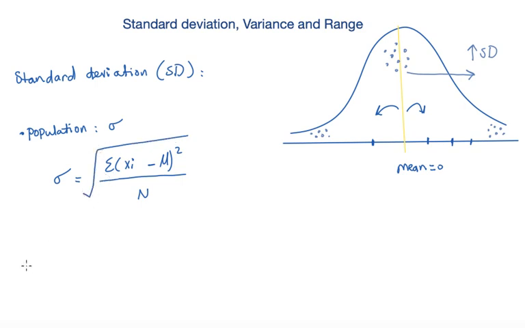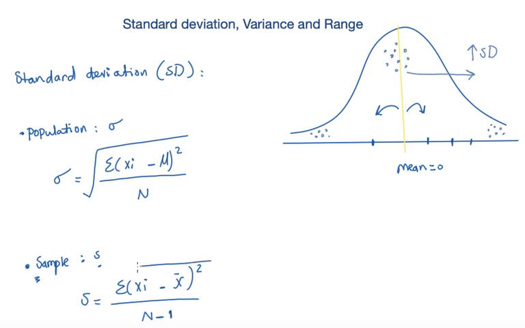And we have a formula for a sample. So the sample, which is S, remember, sample S, equals the square root of the sum of all data set points minus the sample mean, all squared, divided by the size of the sample minus 1. So n minus 1.